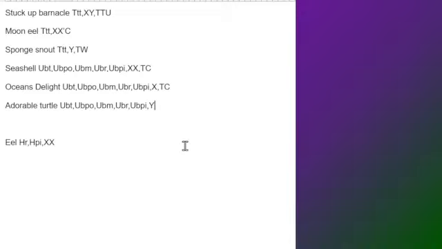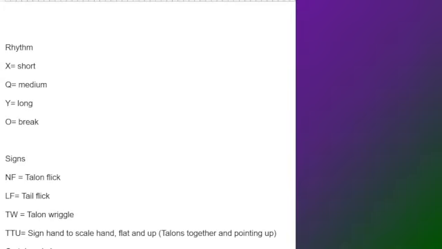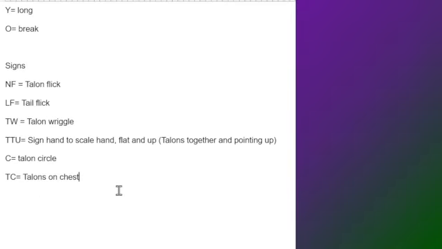We're bringing talons together. We are changing talons together into talons across your body. We're going to go right to left. It's just going to be CV is just going to stand for cross body.